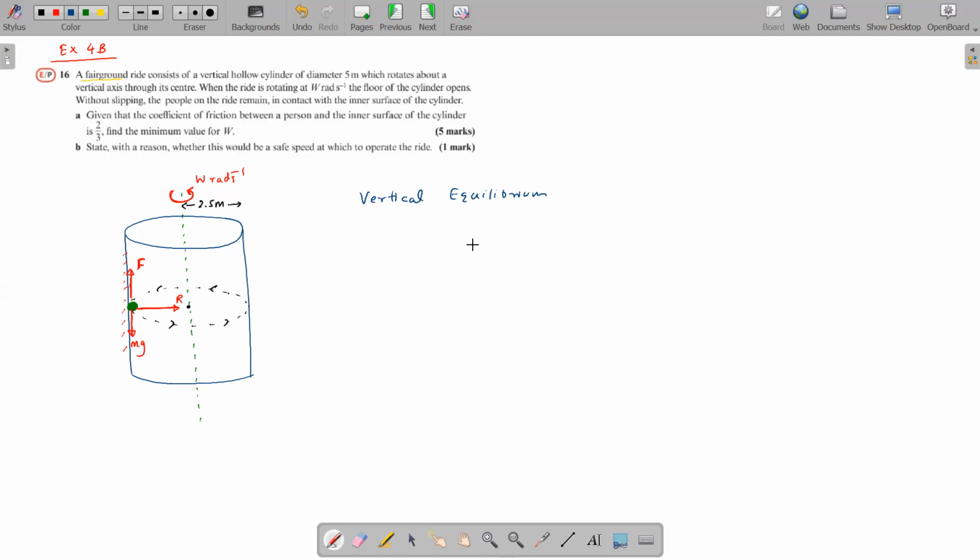So in vertical equilibrium, what do we have? They are saying given the coefficient of friction, they want to find the minimum value of W, right? So basically we need to go with not just the normal friction, but with the maximum friction here, right? Because they want the smallest value of W. I'll tell you why that works out like this. So we'll go with the maximum value of friction.